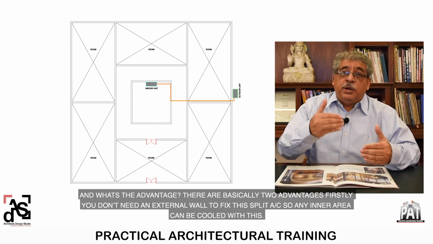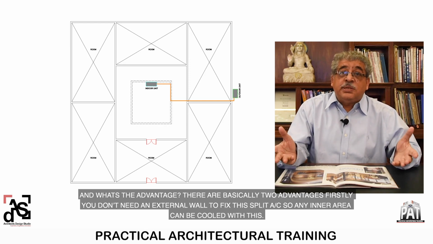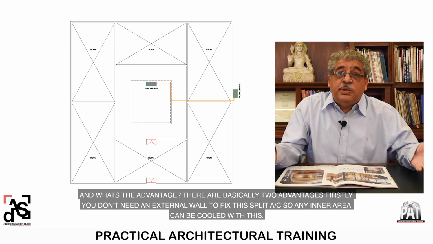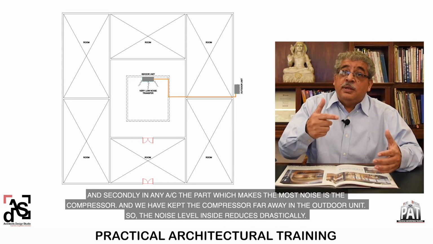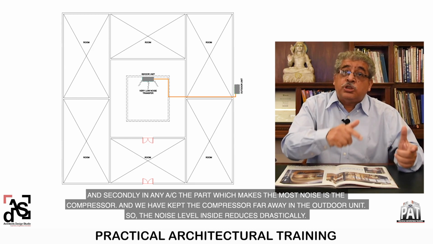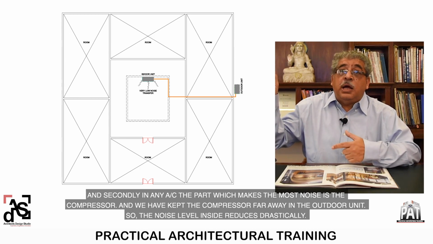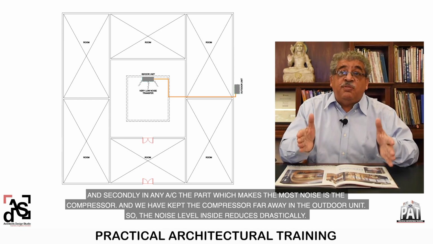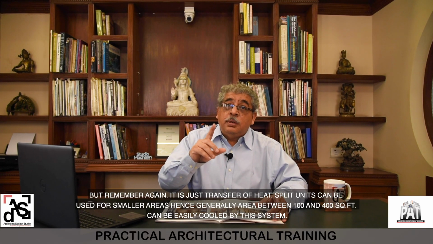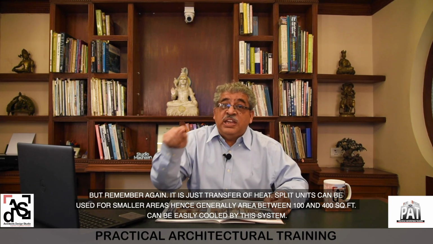There are basically two advantages. Firstly, you don't need an external wall to fix the split AC. So any inner area can be cooled with this. And secondly, which is very important, in any AC, the part which makes the most noise is the compressor. And we have kept the compressor far away in the outdoor unit. So the noise level inside reduces drastically. But remember again, it is just transfer of heat.